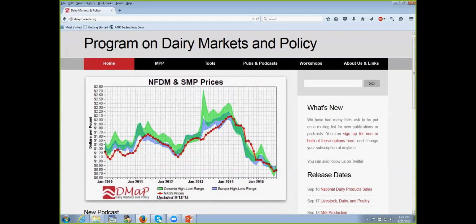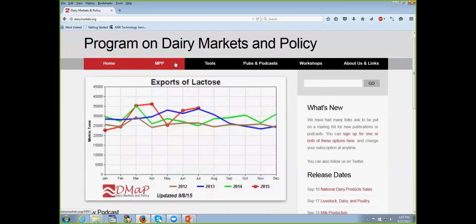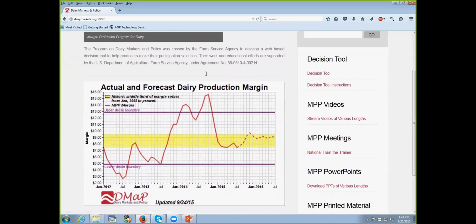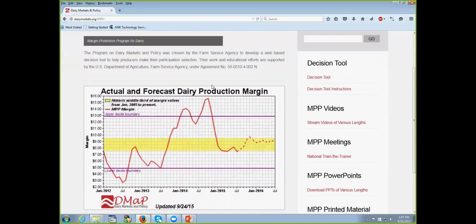You can see that Mark's got it set up to scroll through market information. If you click on the Tools tab up here, that takes you to a bunch of market graphs and stuff. So we click on the MPP tab, and that puts us at the initial screen.